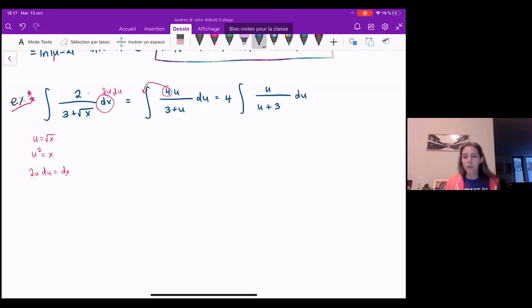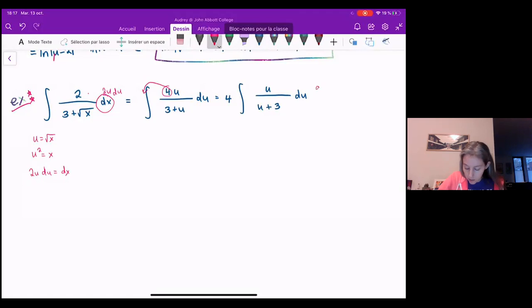Now, this is a rational function. u plus 3 is a linear factor that occurs one time. What that means is that partial fractions isn't going to be helpful because I only have one denominator. The derivative of u plus 3 is 1, but I have that extra u on top. So that substitution to turn this into a simple ln is not going to work.